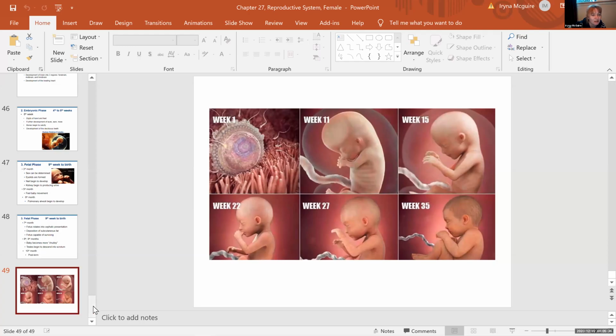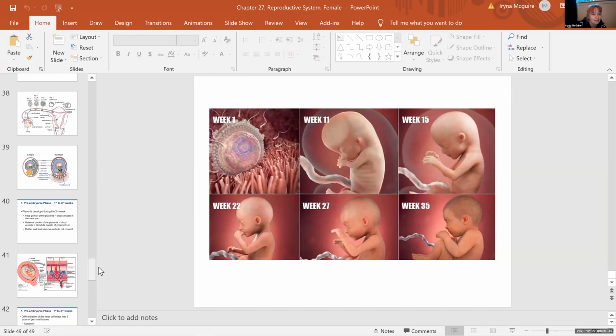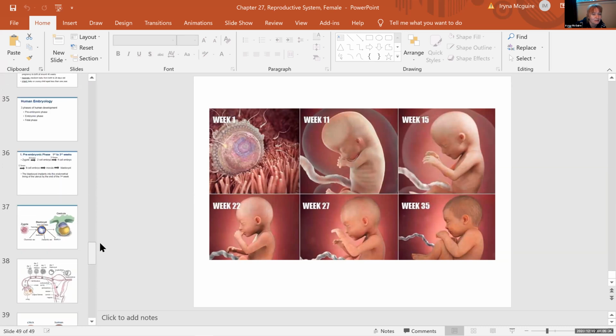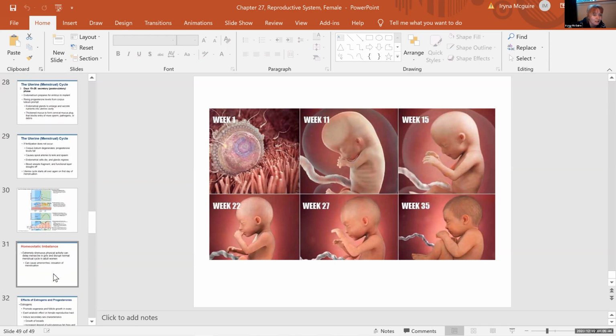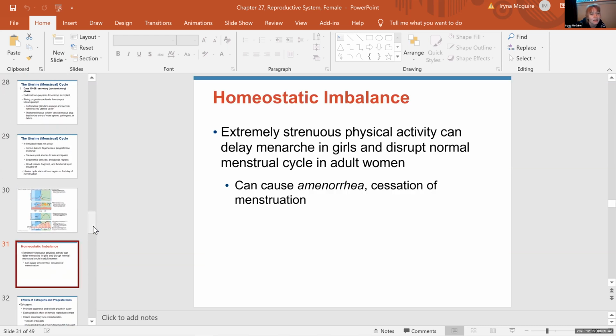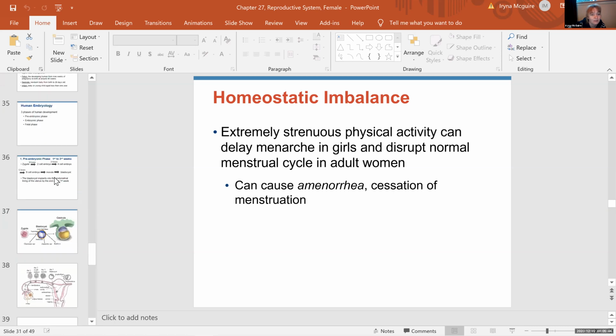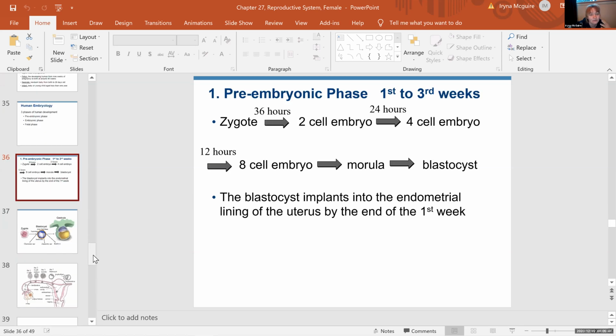Again, we do not cover this development much in details, because it would take another very long lecture to do it. Just brief introduction, so you guys are familiar with some terminology and some basic processes that happens during pre-embryonic, embryonic, and fetal phases. Okay, so that's it for this chapter.